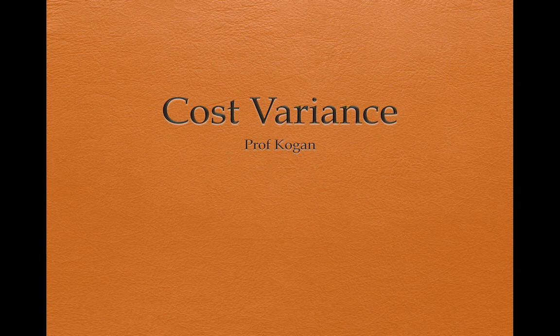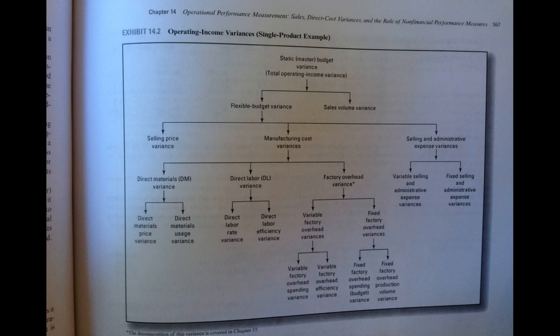So this chapter is going to be on cost variance. And this chapter is really, for me, it's chapter 14. And it's called Sales, Direct Cost Variance, and the Role of Non-Financial Performance Management. I'm on page 567 in my book. This chapter is really based on this chart right here. And it's how to find different cost variances and digging down to figure out where the variance comes from.